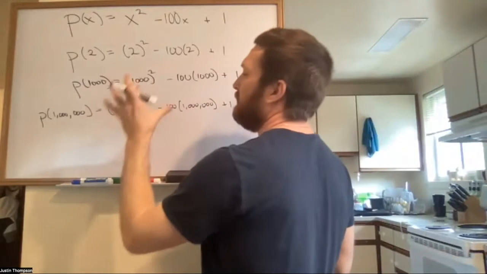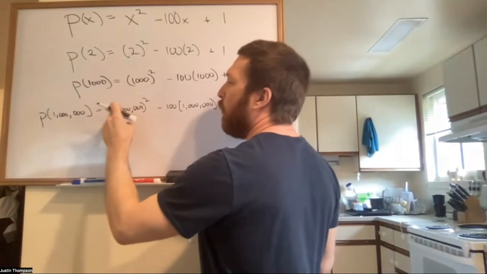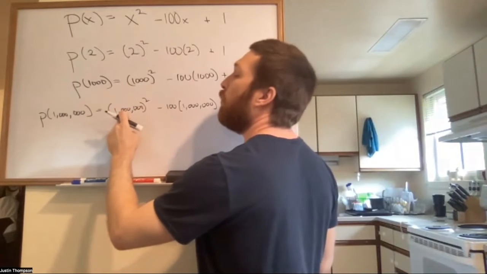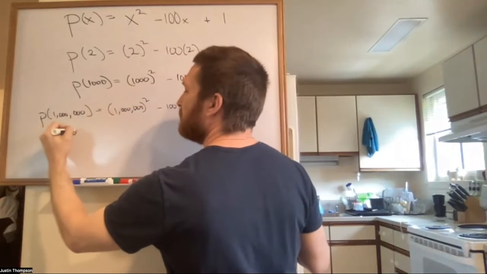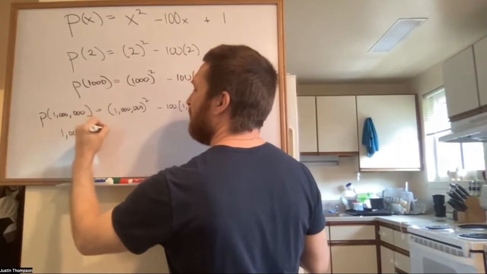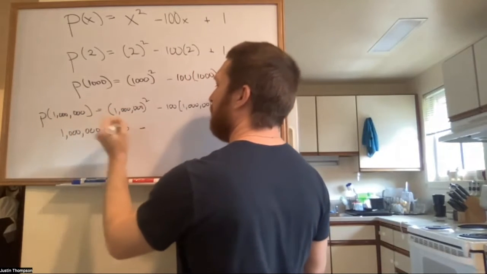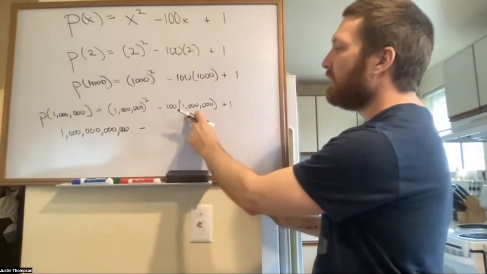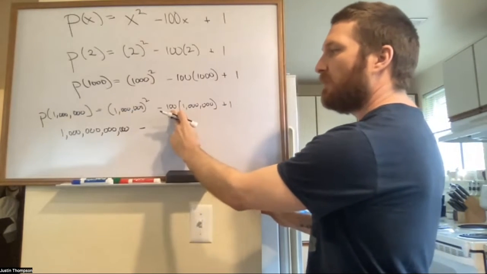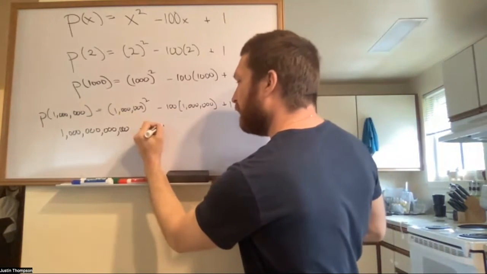1,000,000 squared is 1,000,000 times 1,000,000. So that should be a 1 with 12 zeros behind it: 1, 2, 3, 4, 5, 6, 7, 8, 9, 10, 11, 12. Minus, it's 1,000,000. Add on another 2 zeros. That's 100 million.